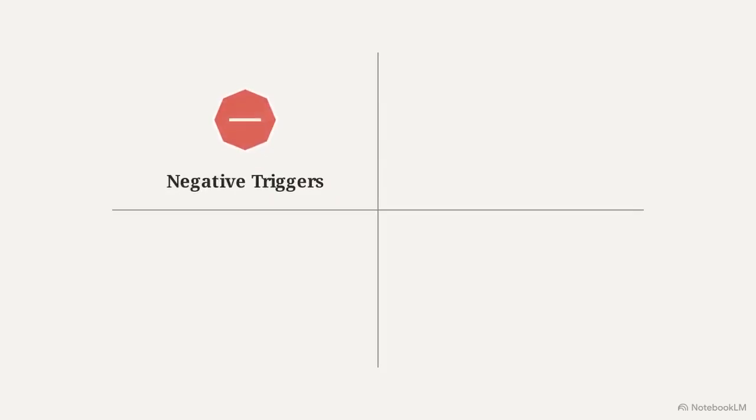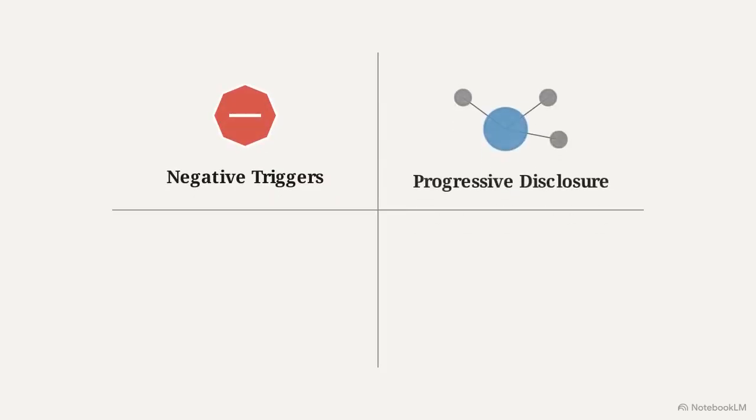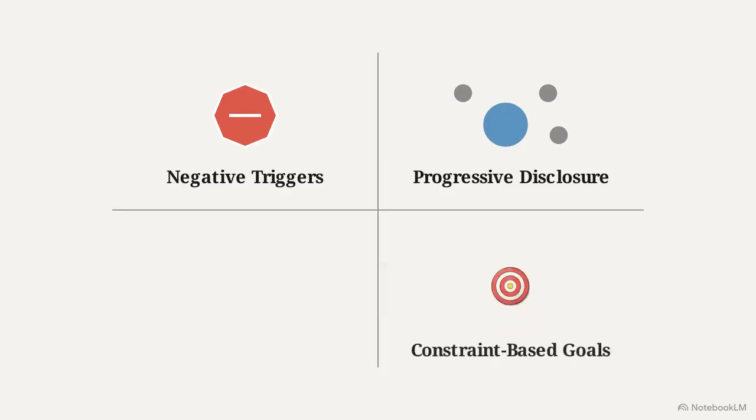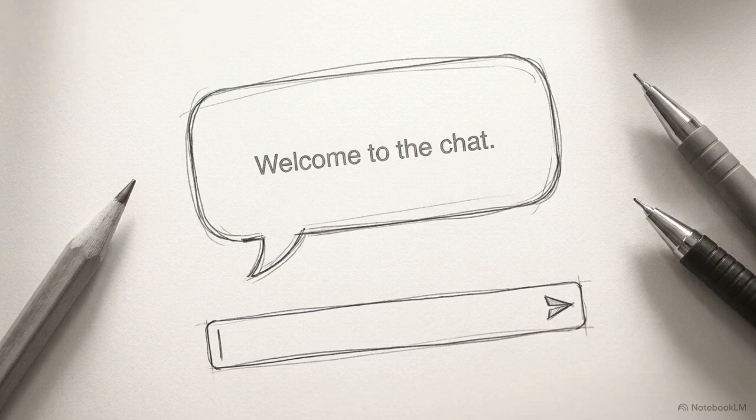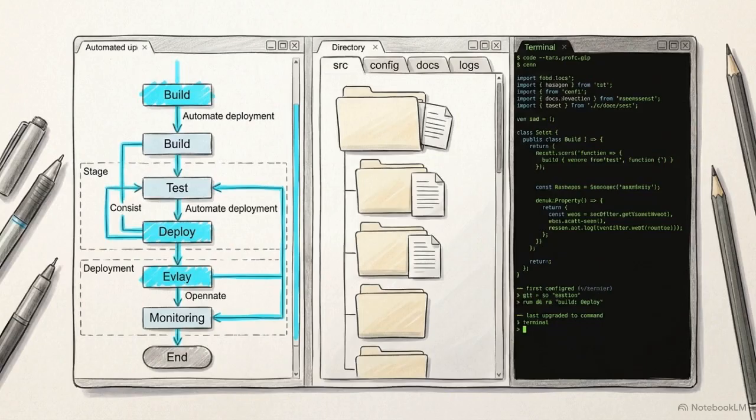Write directives with strict negative triggers. Utilize progressive disclosure to keep hub files under 500 lines. Define constraint-based goals instead of no-ops and rigid steps. And ruthlessly retire obsolete instructions using strict ablation evaluations. Mastering these architectural rules allows you to take a generic, out-of-the-box model and refine it into an autonomous, highly specific senior engineer tailored to your exact workflows.